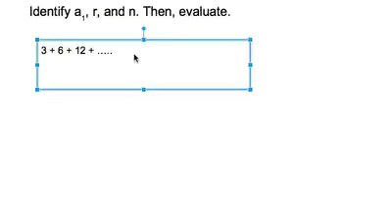So for this example, we need to identify what a sub 1 is, which is 3, because that's the first term. r is a common ratio, and for this one, we're multiplying each term by 2. So 2, let's put a sub 1. Okay, we're going to pretend that that is a sub 1, and this here is going to be what r is equal to.